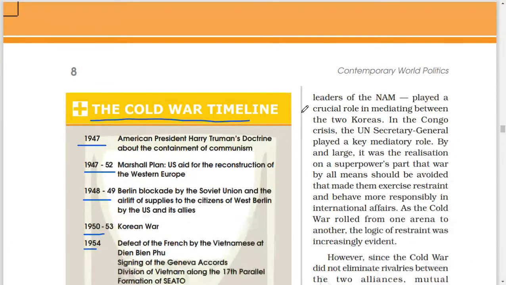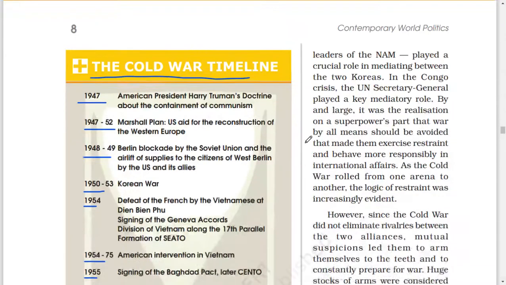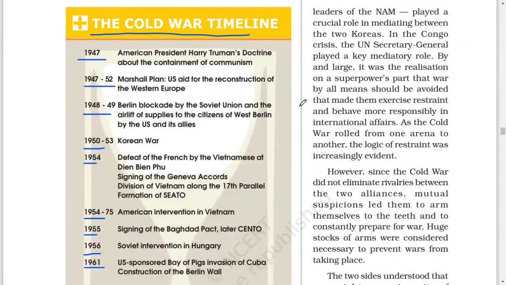Leaders of the NAM played a crucial role in mediating between the two Koreas and in the Congo crisis. The UN Secretary General played a key mediator role by and large. It was the realization by the superpowers that war by all means should be avoided that made them exercise restraint and behave more responsibly in international affairs.